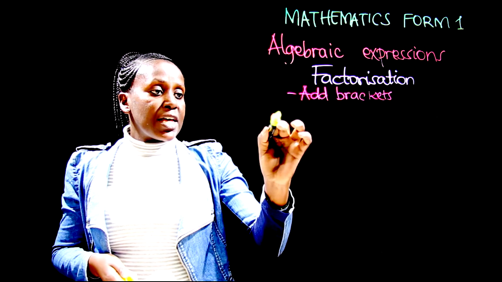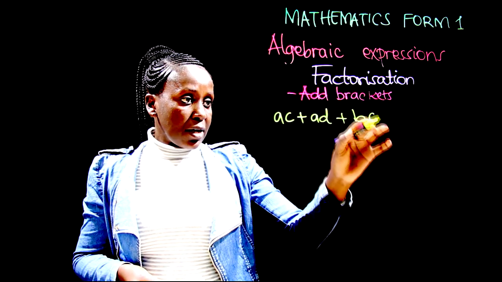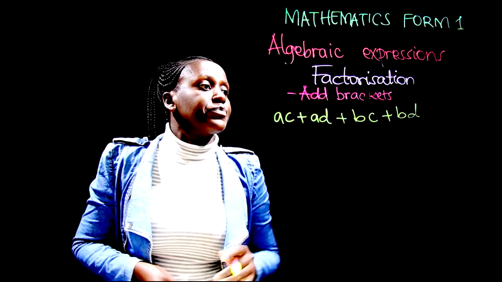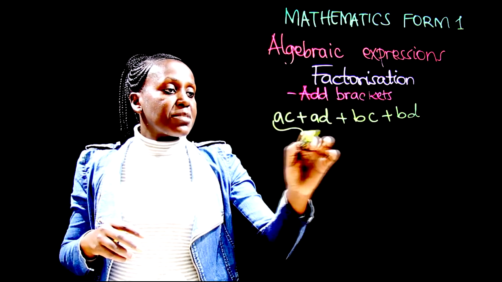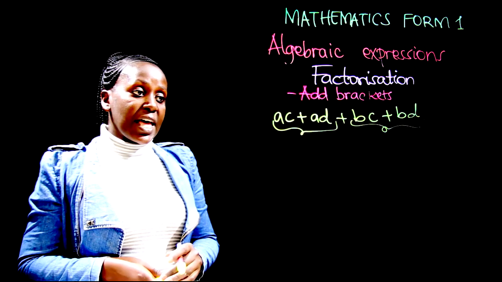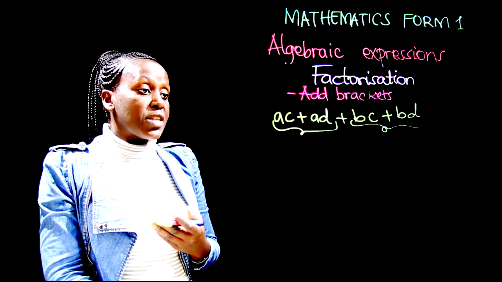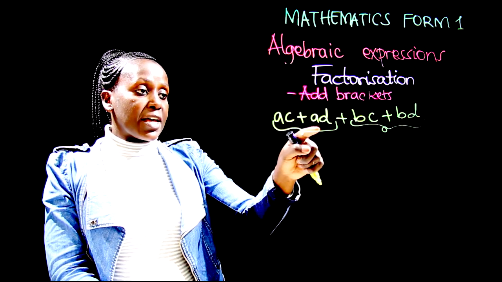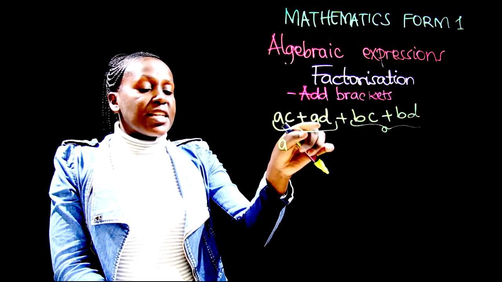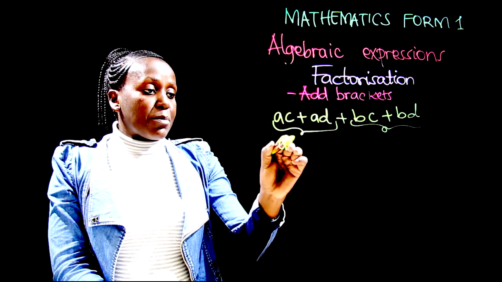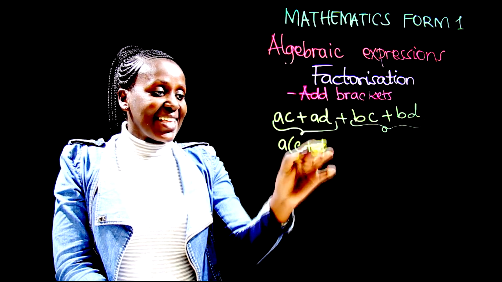The first example is AC plus AD plus BC plus BD. Now, when factorizing, you group the terms in pairs. So we have this pair, then we have this pair. And then we are going to observe, is there any letter or is there any number that is common between the two? So here we have A, here we have A. Now since A is common and A is being multiplied by C and then it is being multiplied by D, you can put A outside the bracket and multiply it by this C and multiply it by this D.